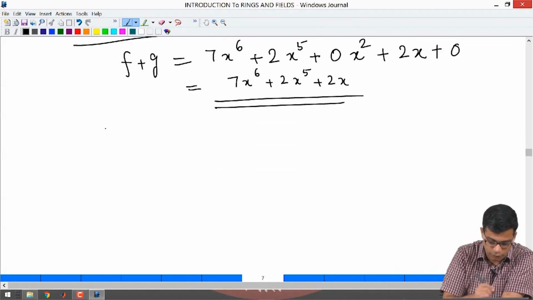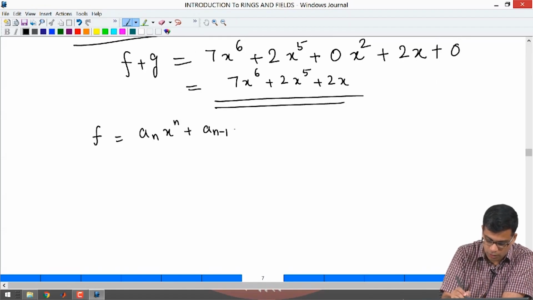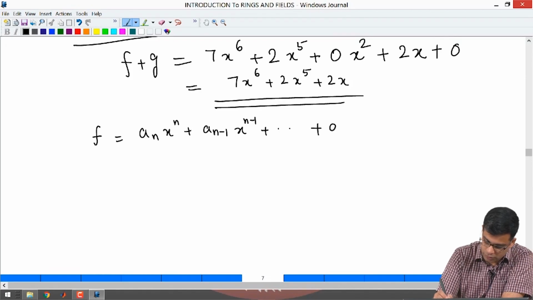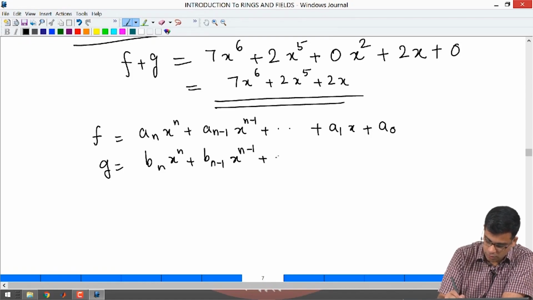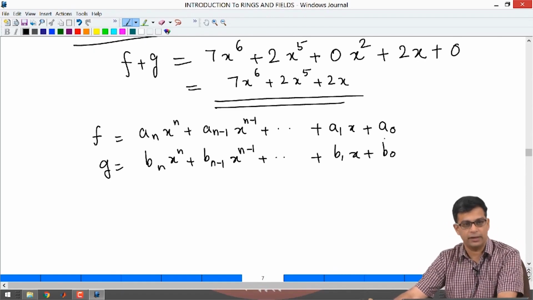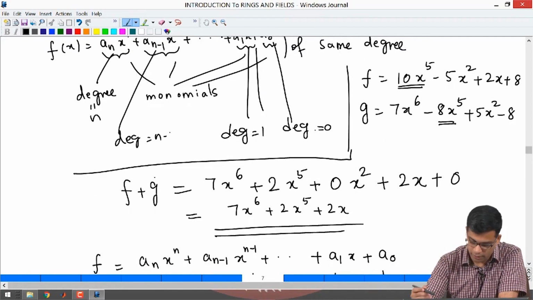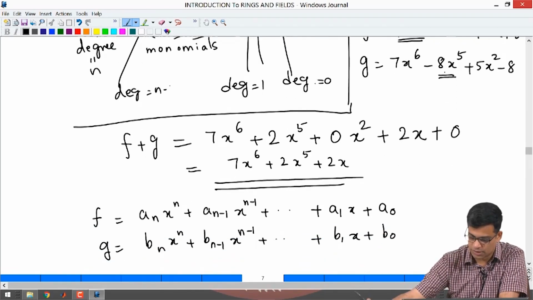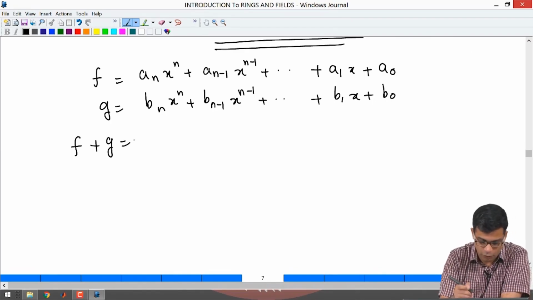So, we can formally write the definition as, let us say f is a_n x^n plus a_(n-1) x^(n-1) and so on, plus a_1 x plus a_0, and g is, let us say, b_n x^n plus b_(n-1) x^(n-1) and so on, plus b_1 x plus b_0. And in order to write the same n here, I am allowing a_n or b_n to be 0. So, here of course, if I write like this, f will be 0 times x^6 as the first term. So, a_n and b_n can be 0. So, then for f plus g, one of them will be 0 maybe, not both of them of course.